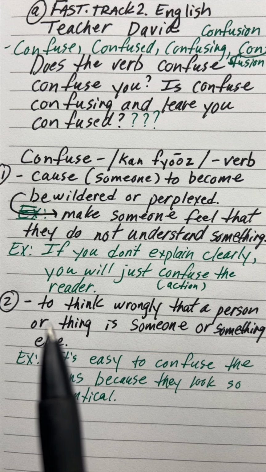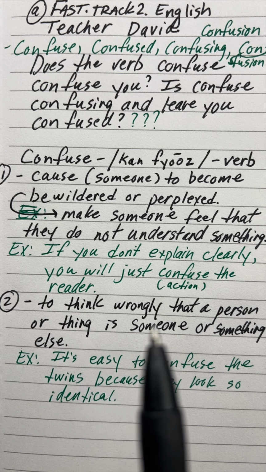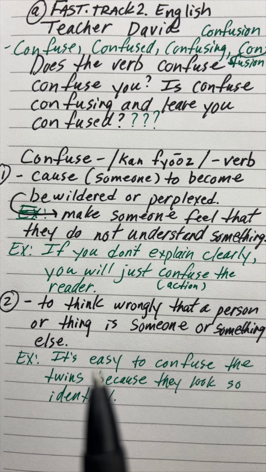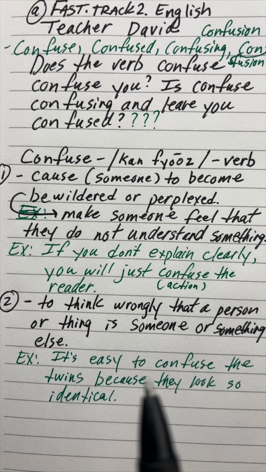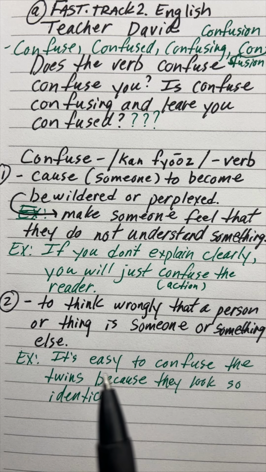Now, the second most common definition is to think wrongly that a person or thing is someone or something else. For example, it's easy to confuse the twins because they look so identical.